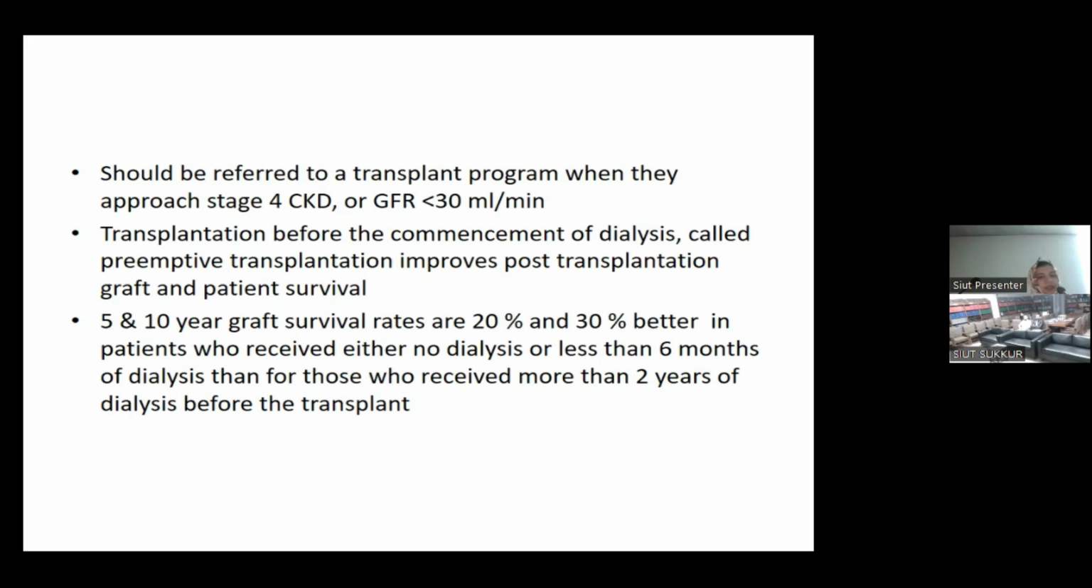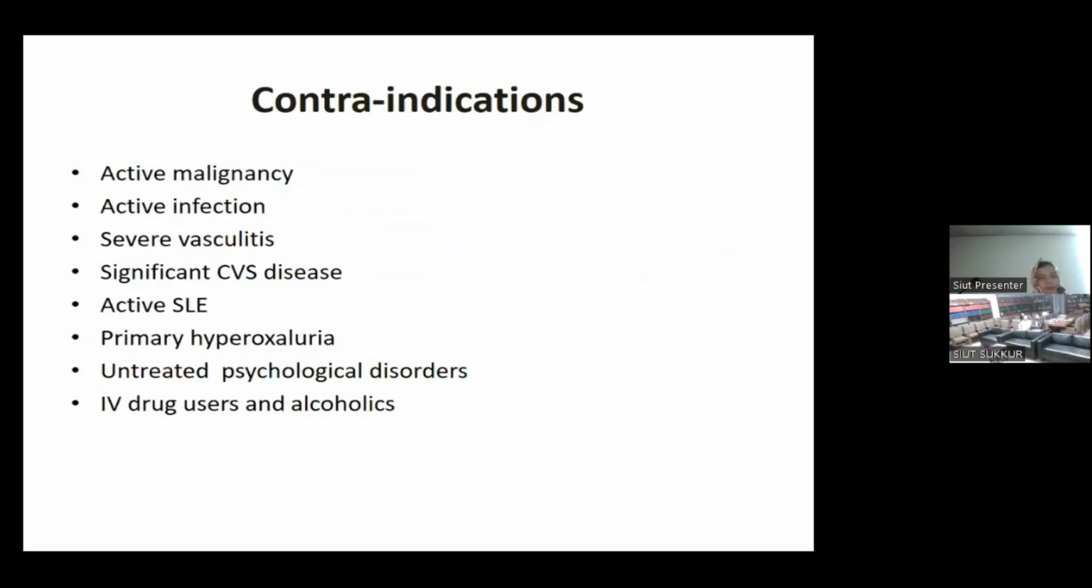Transplantation before the commencement of dialysis, called preemptive transplantation, improves post-transplantation graft and patient survival. The 5 and 10-year graft survival rates are 20% and 30% better in patients who receive either no dialysis or less than 6 months of dialysis than for those who receive more than 2 years of dialysis before the transplant. So from this, we get the message that we should refer the patients for transplantation as soon as possible because that increases the graft survival rate.